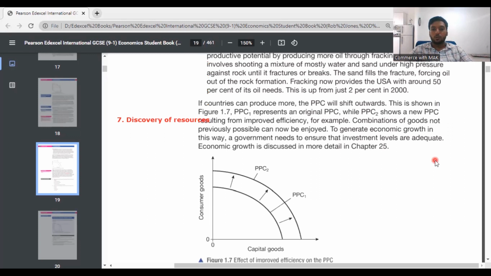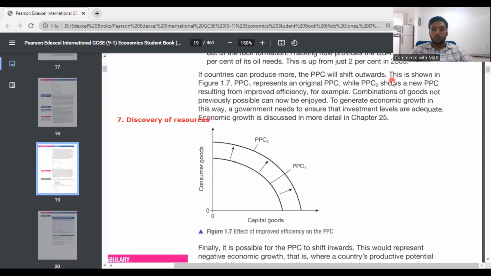So if countries can produce more, the PPC will shift outwards. This is shown in the 1.7 PPC.